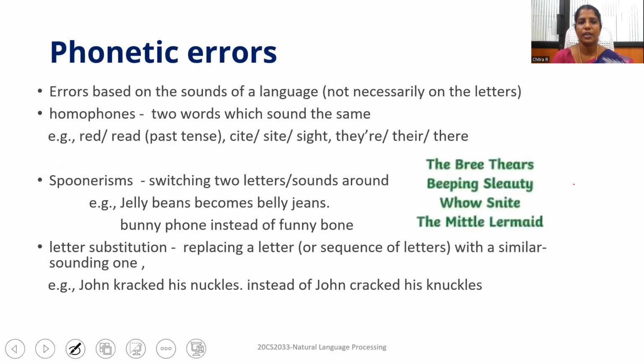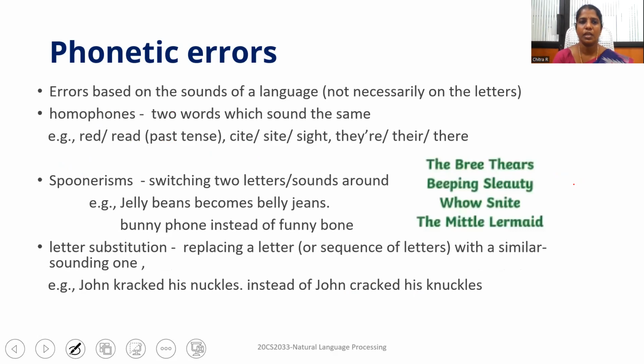The next one is the phonetic errors. We know that phonetic means sound. It comes when you try to enter the word with the help of your sound. In that situation, this error may happen. This is not a typing error. This is a voice-based error based on the sounds of the language.